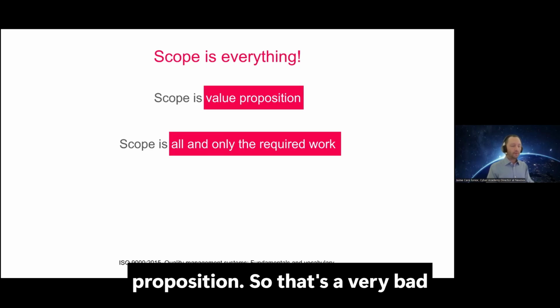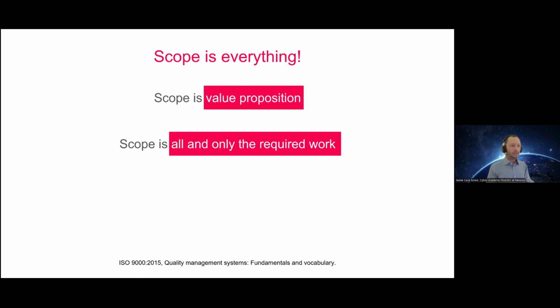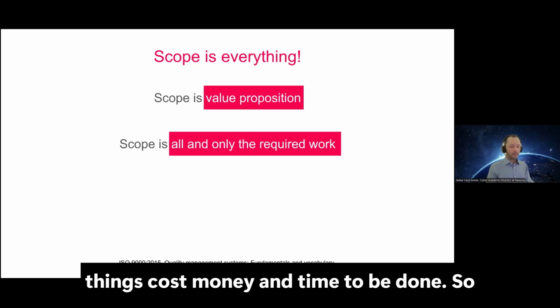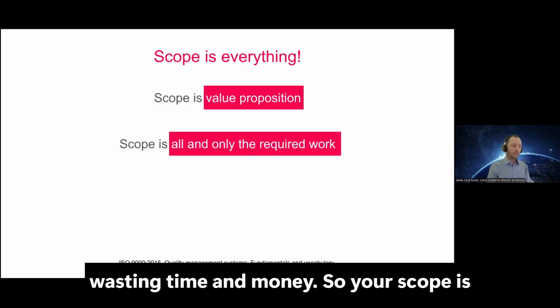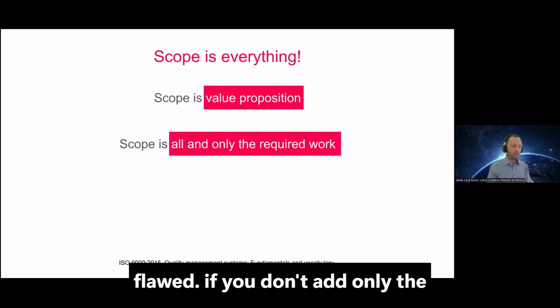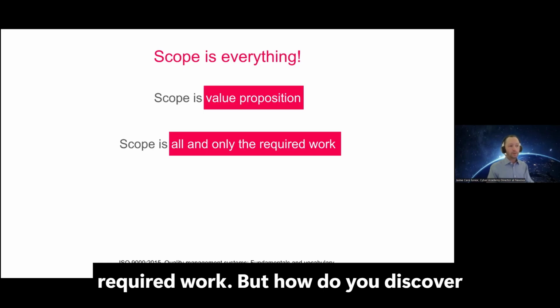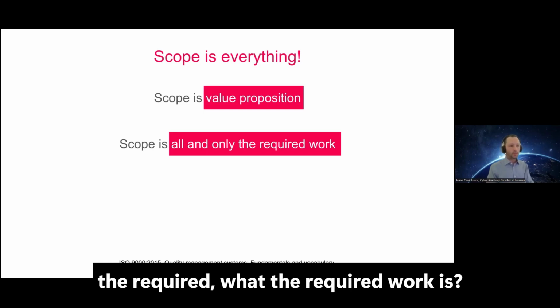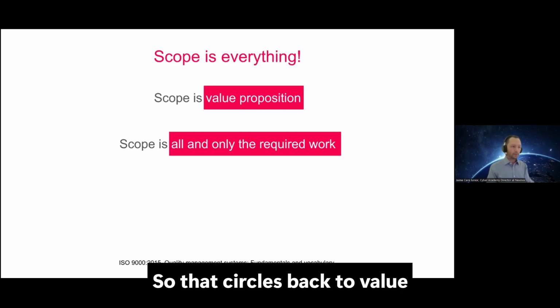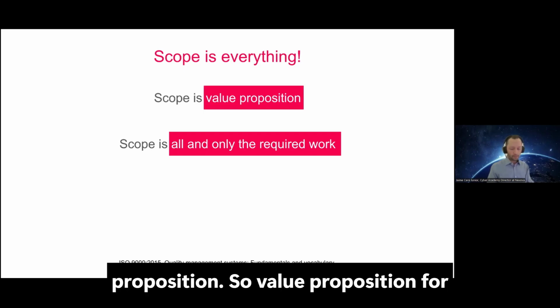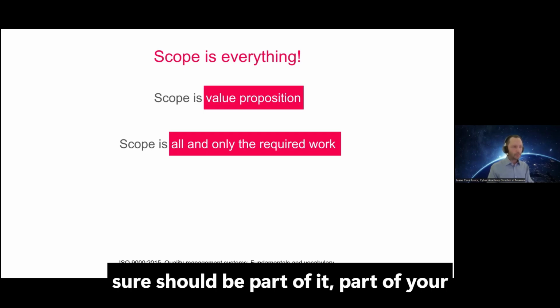So that's a very bad practice, because in reality things cost money and time to be done. So if you do that, you're going to be wasting time and money. So your scope is flawed if you don't add only the required work. But now, how do you discover what the required work is? So that circles back to value proposition. So value proposition for sure should be part of your scope.